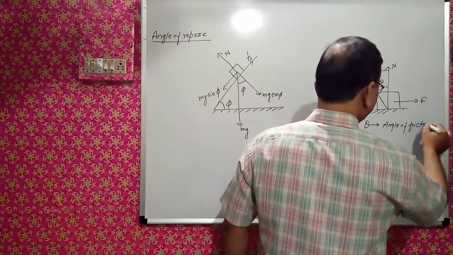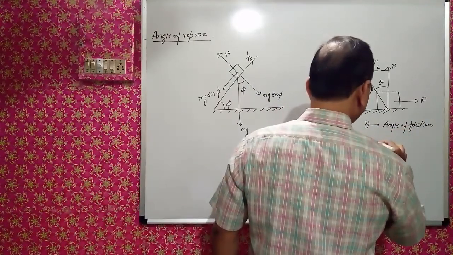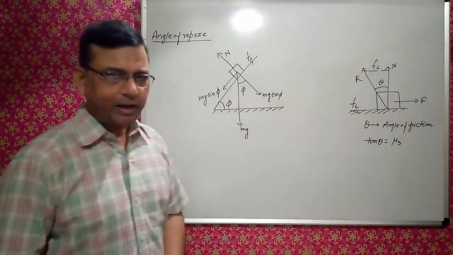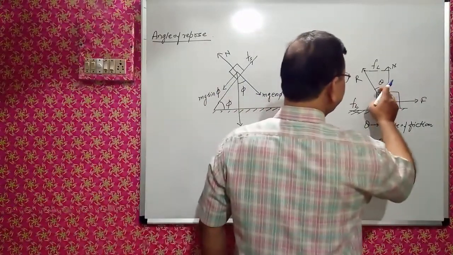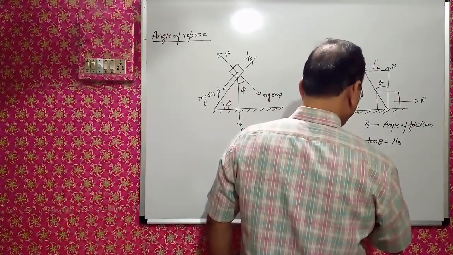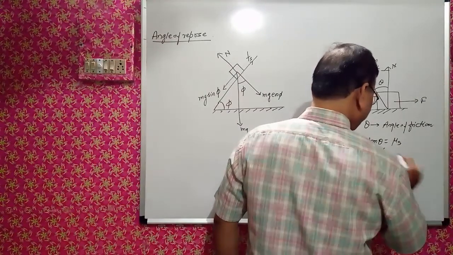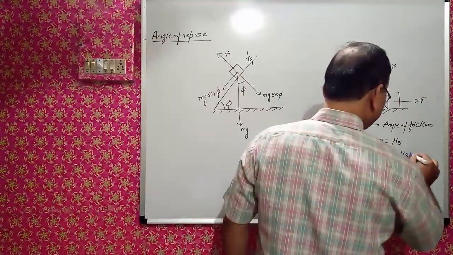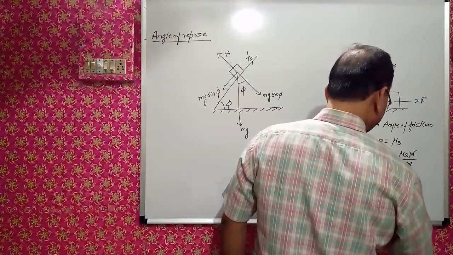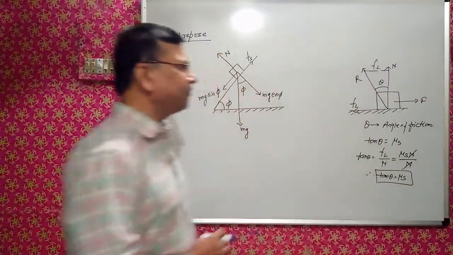friction. This we know, and for this angle of friction, tan theta is equal to mu s. That too we know. How do we get this? Because here tan theta is equal to FL upon N. And what is FL? That is mu s N. This N will cancel. Therefore tan theta is equal to mu s. This we know. That is called the angle of friction.